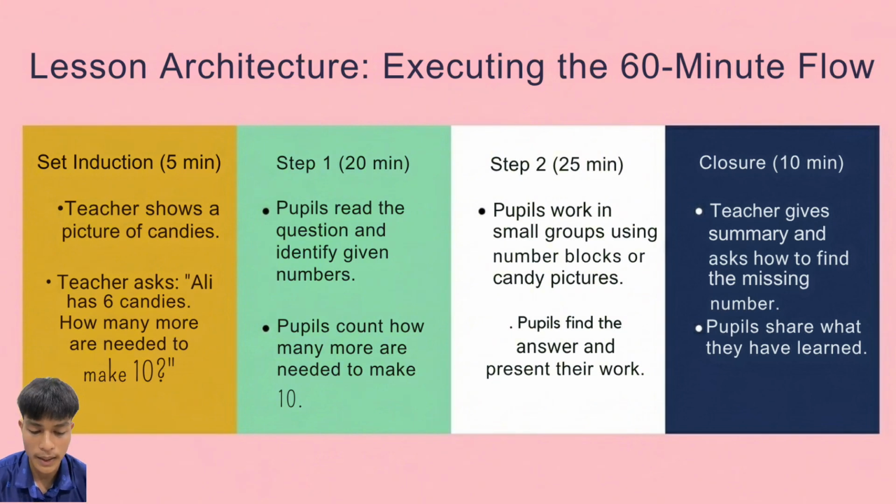Next is step 1, which takes around 20 minutes. During this stage, pupils read the question, identify the important numbers, and count how many more are needed. After that is step 2, which takes around 25 minutes. Pupils work in small groups using number blocks or candy pictures. Finally, the lesson ends with a closure session for 10 minutes. The teacher summarizes the lesson and asks pupils what they have learned.